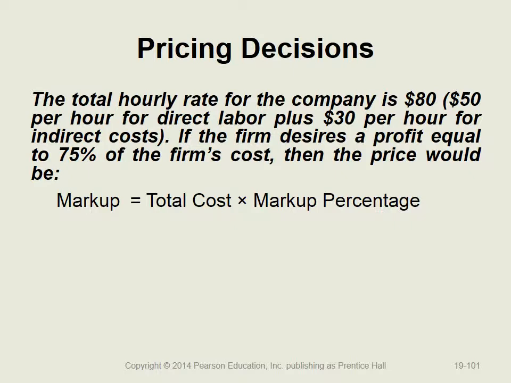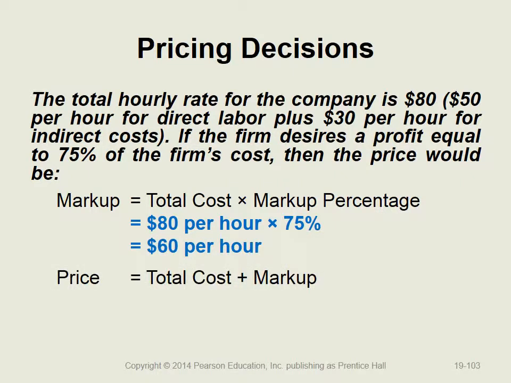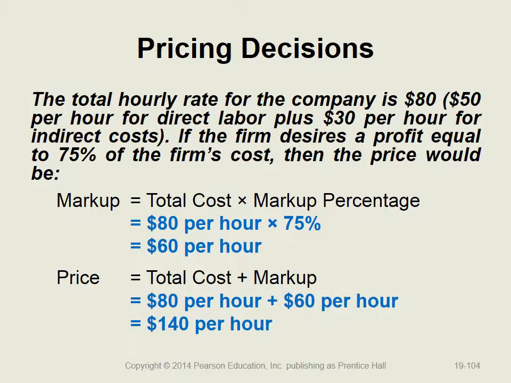Once a service company has a good estimate for total job costs, it is better prepared to make pricing decisions. If Walsh Associates desired a profit equal to 75% of the firm's costs, it would use the following formula to determine the amount of the markup: total cost of the job multiplied by the markup percentage. For Walsh, the markup would be $60 per hour. To determine the price charged, the markup would be added to the total cost of the job. In this example, Walsh would need to bill its clients $140 per hour to earn the desired markup.